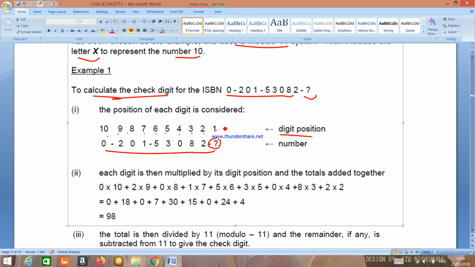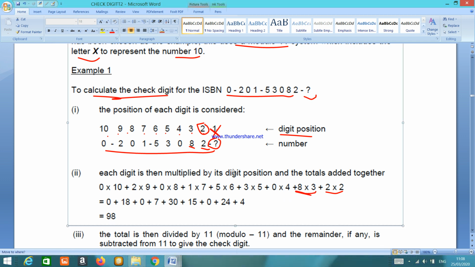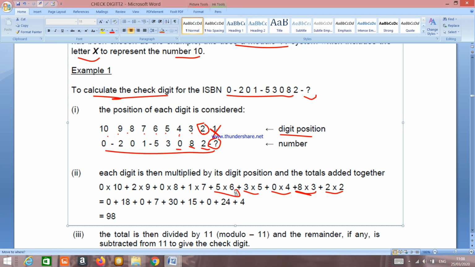Now since we don't know the check digit, we cannot start with position 1. We start with position 2. So digit 2 is multiplied by the position 2. Digit 8 is multiplied by its position 3. Digit 0 is multiplied by the position 4. Digit 3 is multiplied by the position 5 and so on. Digit 5 is multiplied by the position 6. It goes like this. Each digit is multiplied by its respective position.